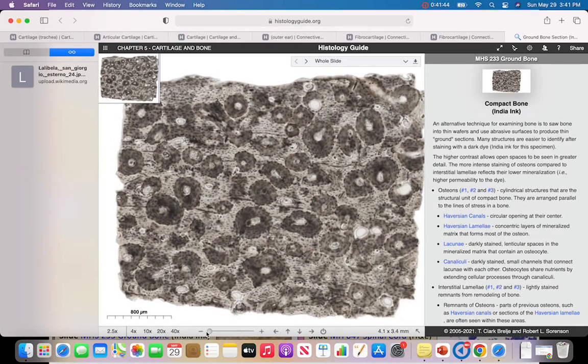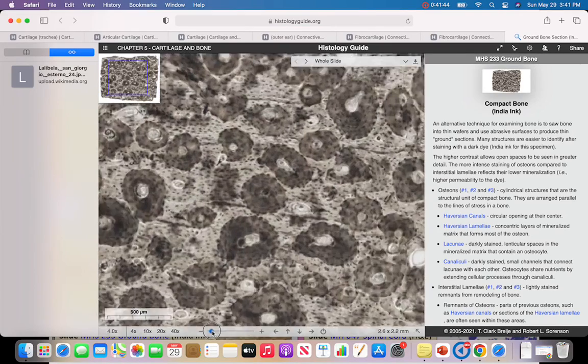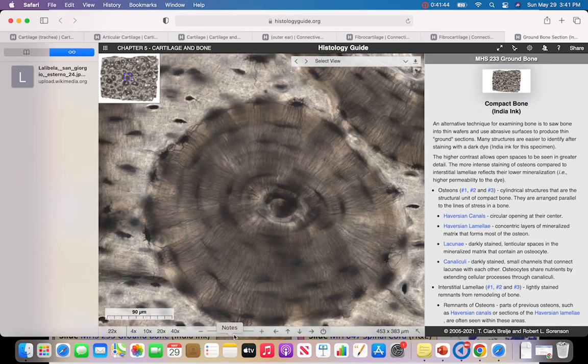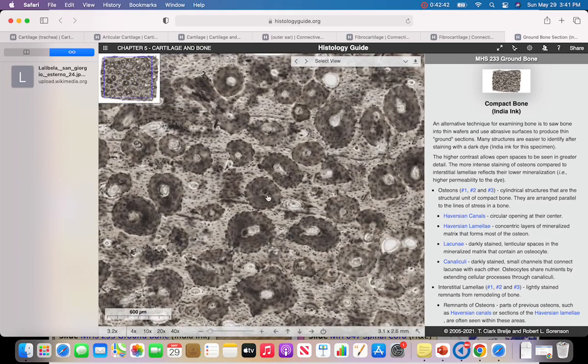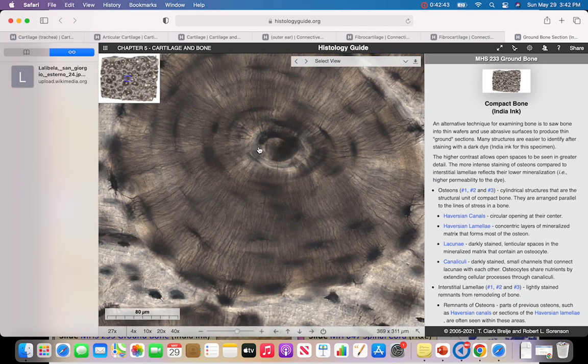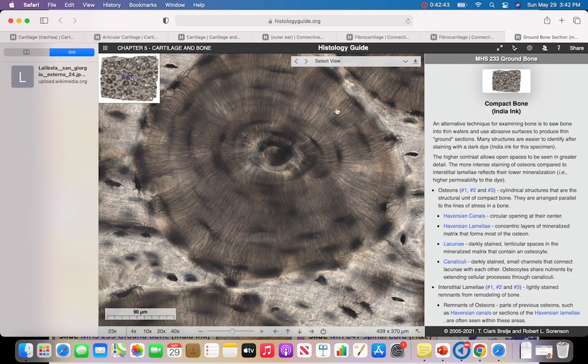So this is a section of compact bone. It's a ground section, not stained. It's a very thin layer of bone filled with India ink, and these are osteons. Let's zoom in and see one of the osteons. This is the central canal through which the neurovascular structures run. Surrounding this central canal is the concentric lamellae.